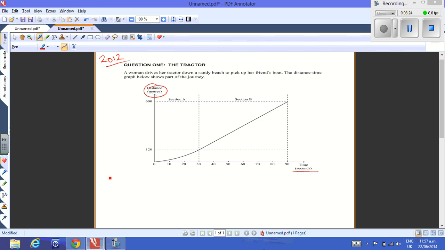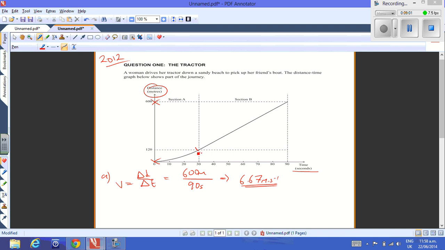So part A of this question was to calculate the average speed for the 90 seconds. So speed equals change in distance over change in time. For this example, we're looking at the change in distance for the entire journey, which is from 0 to 600 meters, so the change in distance is a total of 600 meters. And the change in time for the entire journey is from 0 to 90 seconds, so it's over 90 seconds. And that works out to be a speed of 6.67 meters per second.